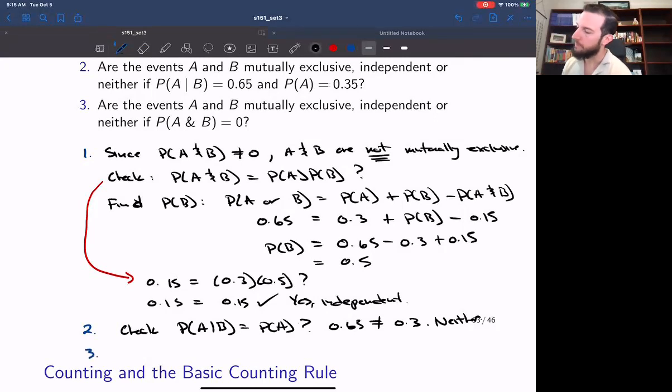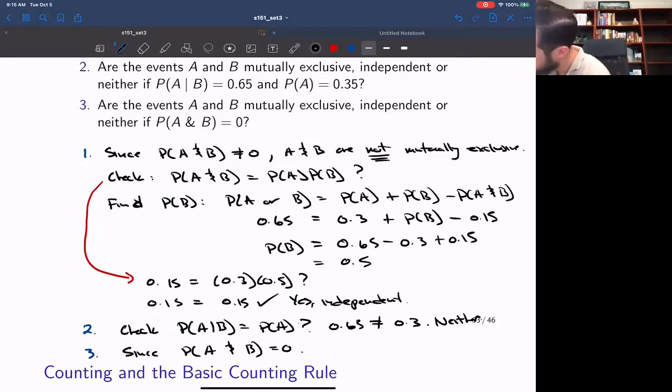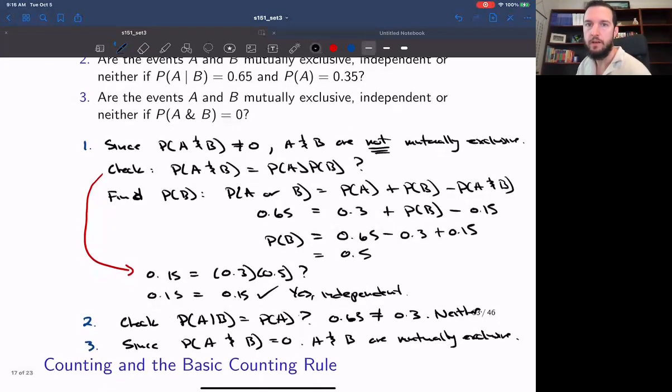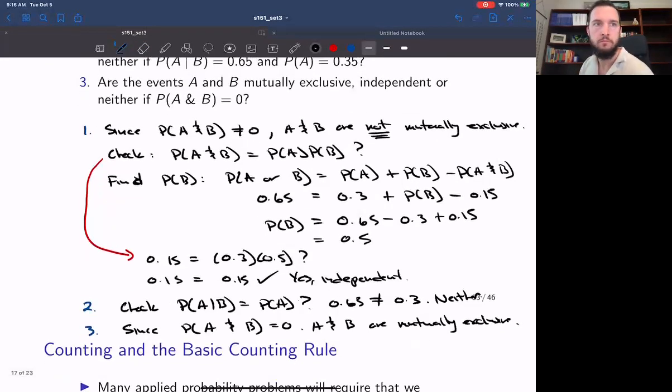And then for 3, it says, are events A and B mutually exclusive, independent, or neither if P of A and B equals 0? So since P of A and B equals 0, A and B are mutually exclusive, right? Because that's just the definition of being mutually exclusive. When they don't have an intersection, which is the case here, they are mutually exclusive by definition.